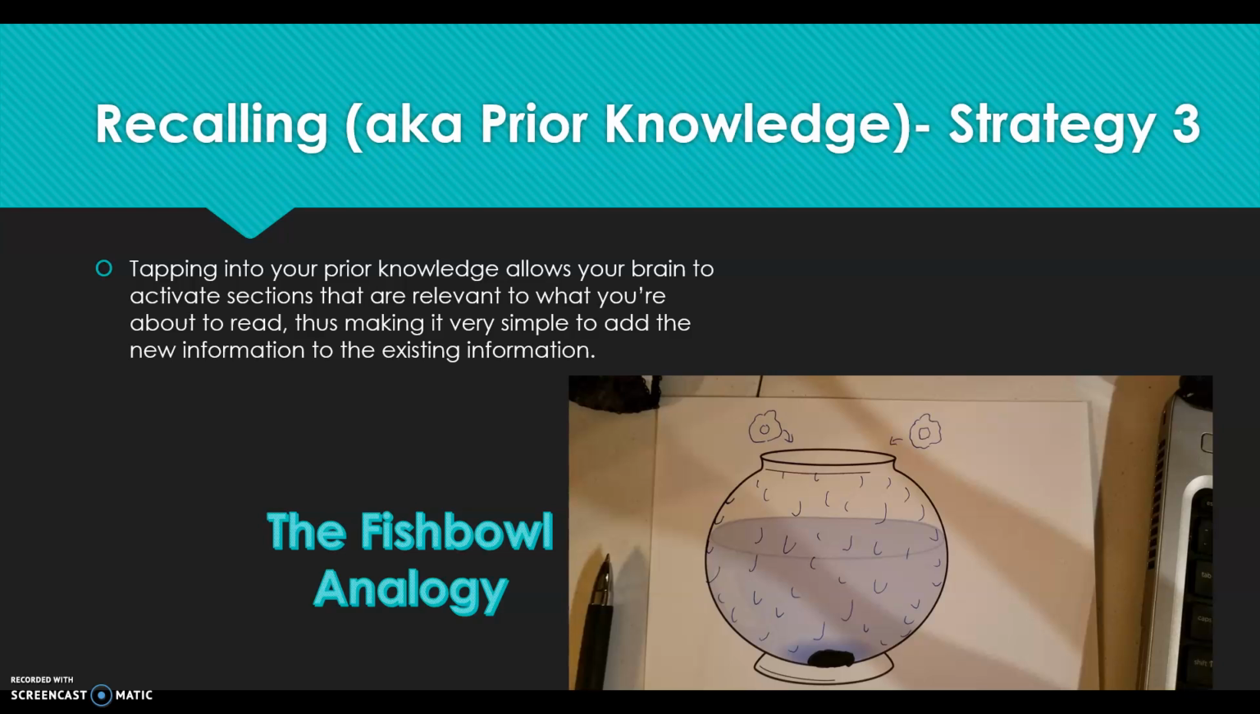But as you're dropping it in, if you shake your fishbowl, that information is going to get caught. That nugget is going to get caught on a hook. And that's what you want. That's what tapping into your prior knowledge does. It shakes those fish hooks, gets them going, so that when you do read those nuggets of information from the text, they will stick on the appropriate fish hooks. So that's what prior knowledge or recalling does.